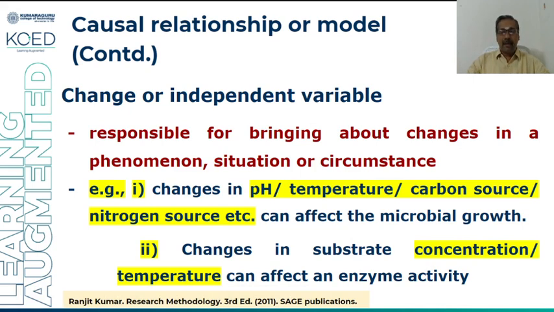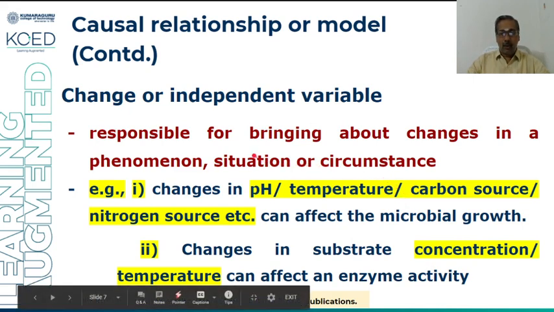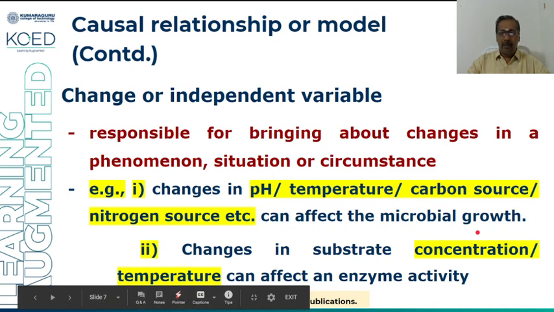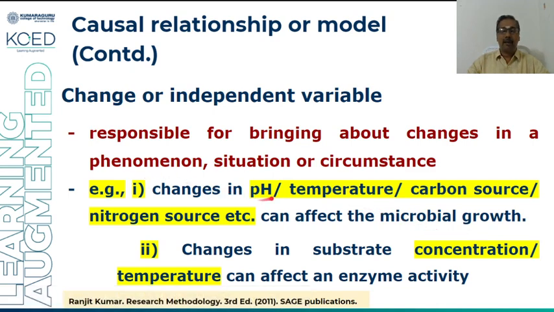So please remember, independent variables are responsible for bringing some important changes in a phenomenon or a situation or a process or a circumstance. Now assume that microbial growth is a process, a phenomenon, right? So this phenomenon can be appropriately investigated with the help of these types of independent variables.